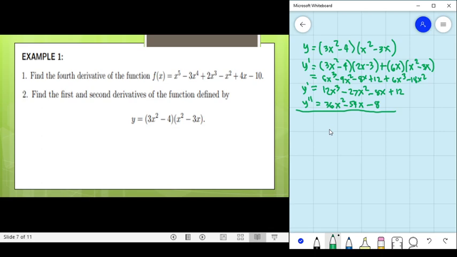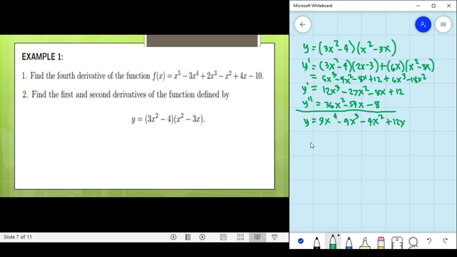Another way of finding the first derivative of the given is to simplify first, wherein you have to multiply first 3x squared times x squared, and that would be 3x to the fourth. Okay, then 3x squared times negative 3x squared is negative 9x cubed. Then negative 4 times x squared is negative 4x squared. Then negative 4 times negative 3x is positive 12x.